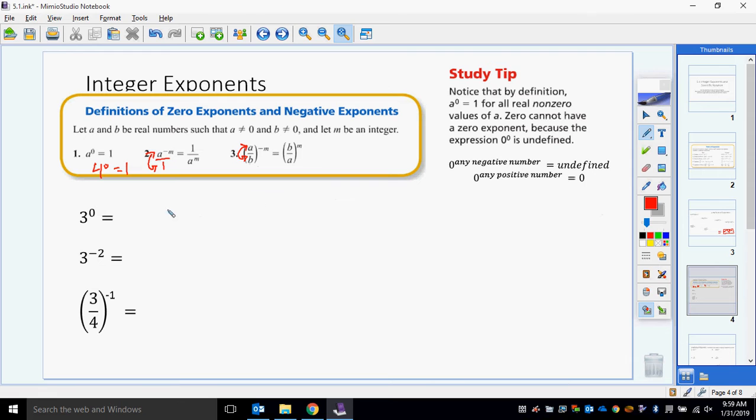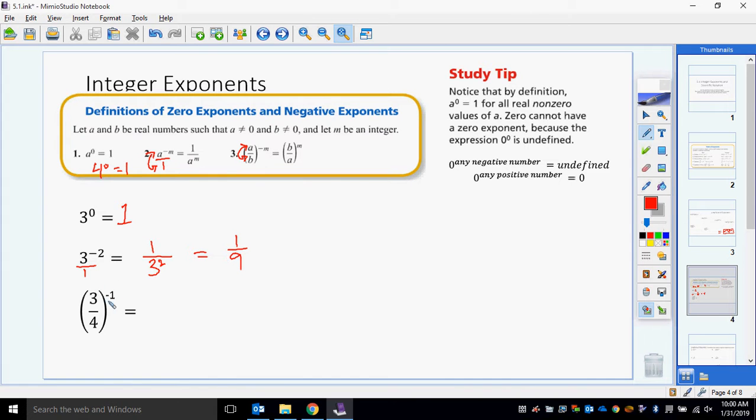So for example, 3 to the 0 is 1. Anything to the 0 is 1. 3 to the negative 2. Okay, so right now that's 3 over 1 to the negative 2. So what you're going to do is flip that, put the 3 in the bottom, change your exponent positive, and bring the 1 to the top. All right, so 1 over 3 squared would simplify to 1 over 9.